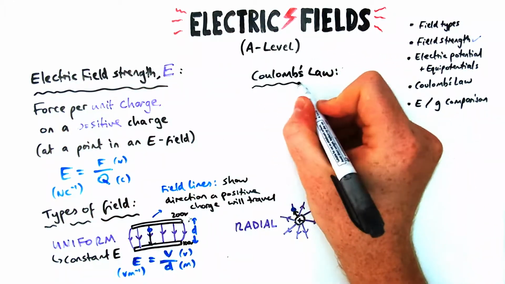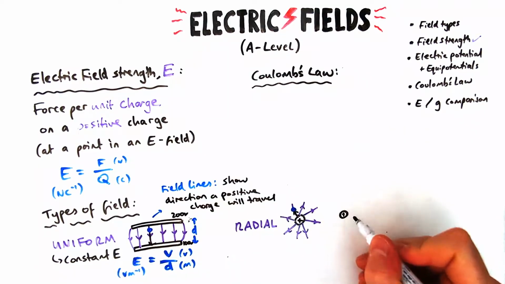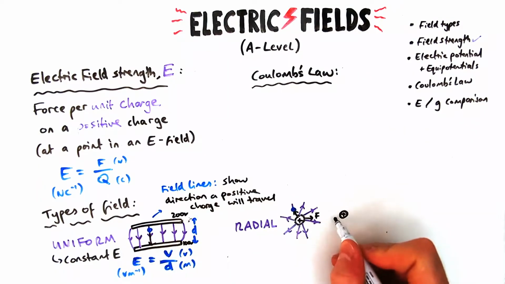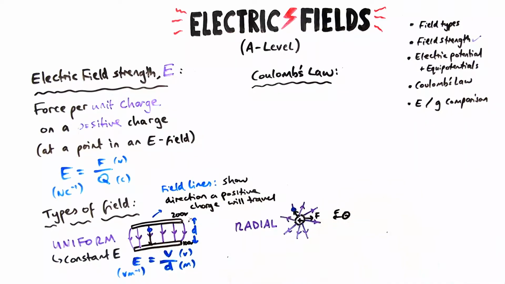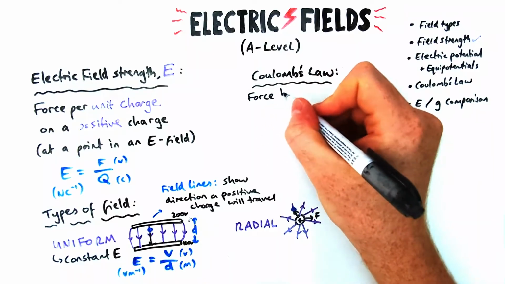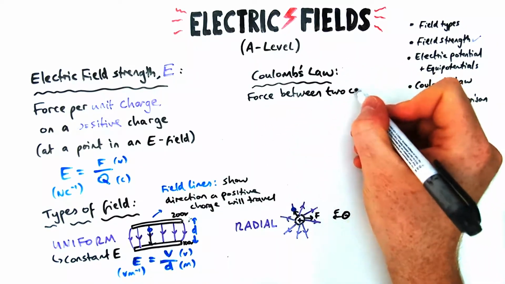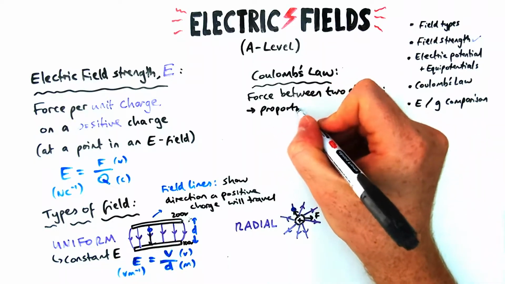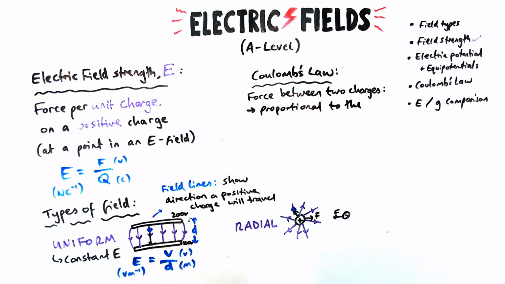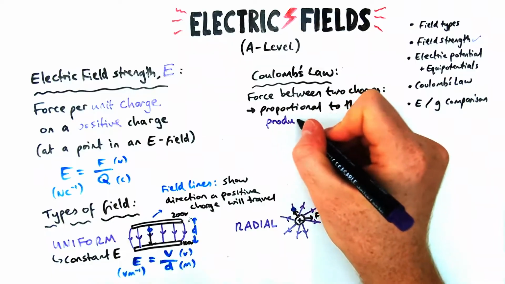For radial fields, we need to talk about Coulomb's law, which talks about the forces between two charges. And we assume they're point charges here, and if I've got one positive and one negative, they're going to be attracted towards each other. They're going to exert a force towards each other. So Coulomb's law is defined by saying the forces between two charges are proportional to not just the charges themselves, but the product of two charges.